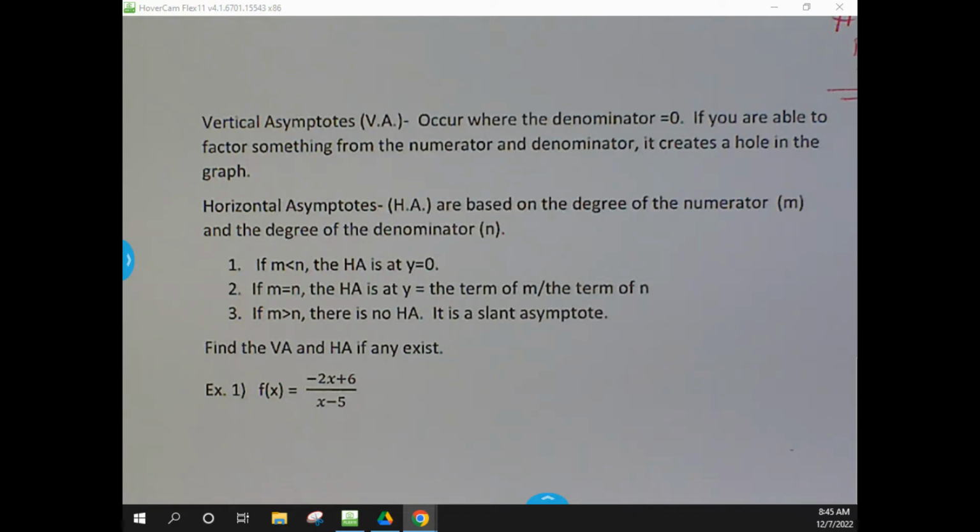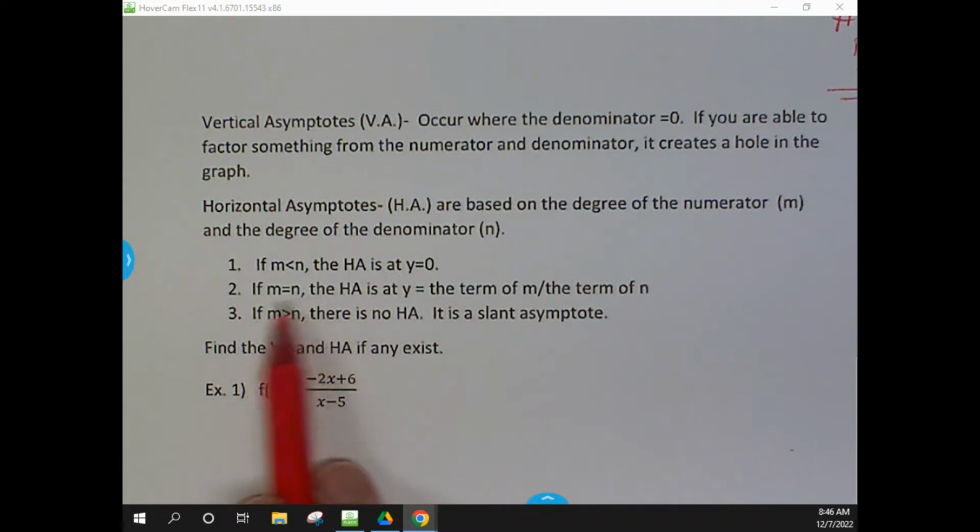All right, now here's the big change for this one: horizontal asymptotes. It's not just a cut and dry situation with horizontal asymptotes now. These are based on the degree of the numerator, which we're going to call m, and the degree of the denominator, which we're going to call n. If your numerator degree is less than your denominator degree, it's just like we were doing yesterday: the horizontal asymptote is at y equals 0, right on top of the x-axis.